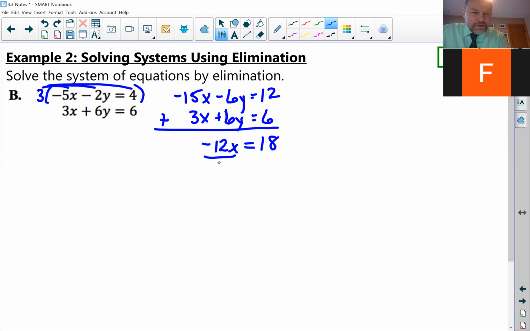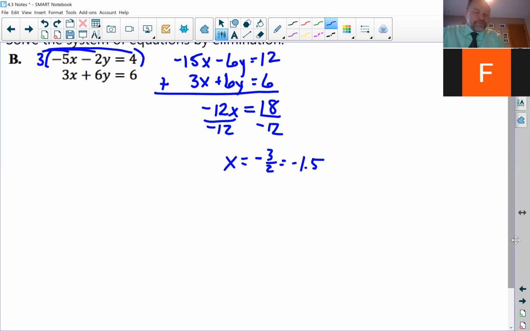Then I'm going to divide by negative 12. And if you divide this by negative 12 and reduce, this reduces into negative 3 over 2 or negative 1.5. And I'll be honest, this is one of the few cases where I think using a decimal number is easier than using a fraction. They are the same, they mean the same thing, but when we plug in and solve, it's just a little bit easier, I think, to have that decimal value.